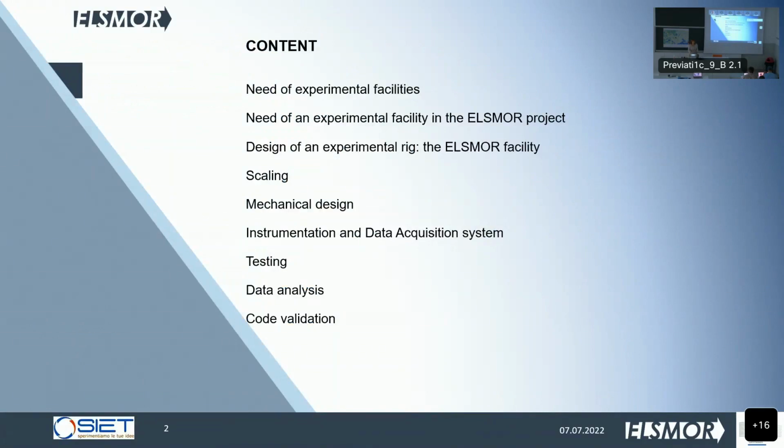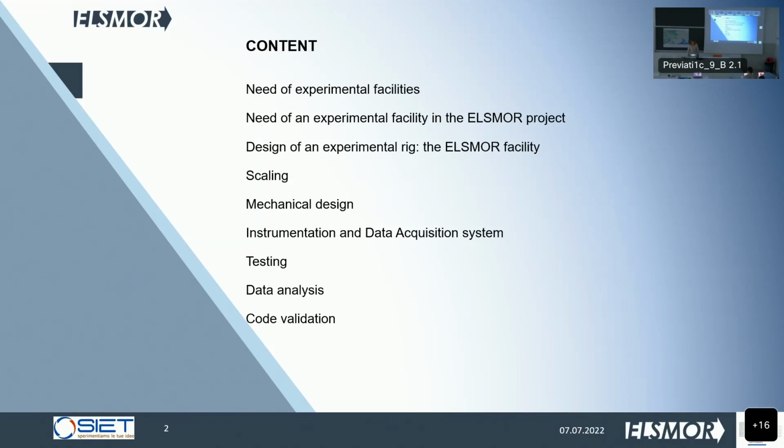In general, I will speak about why we need experimental facilities, and why we need an experimental facility in the frame of the ELSMOR project, and how to design an experimental facility with particular attention to the facility for ELSMOR. So the speech is general, but with details about the ELSMOR facility.